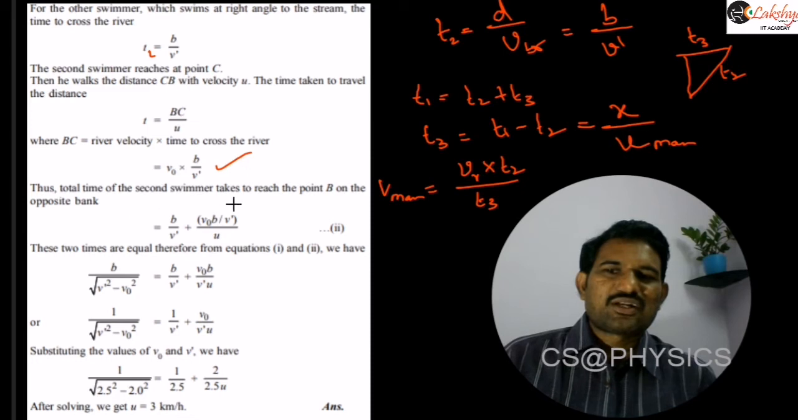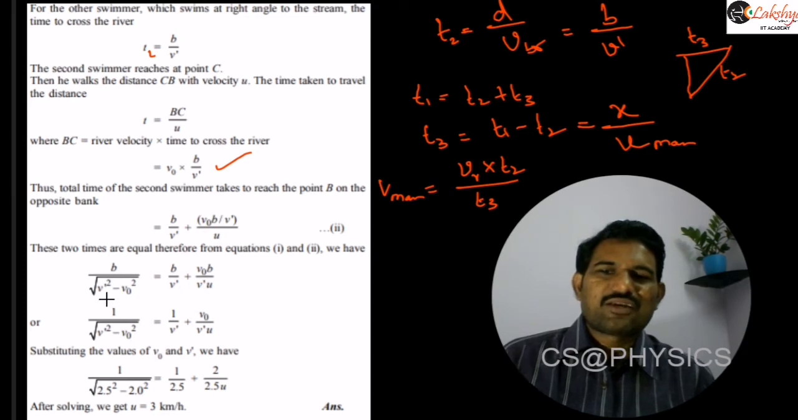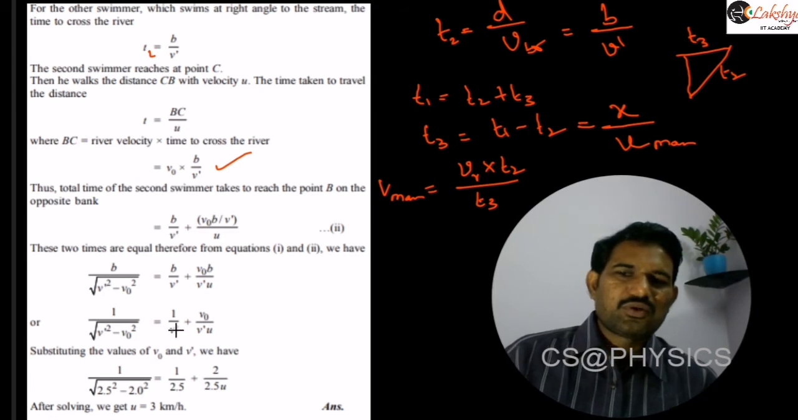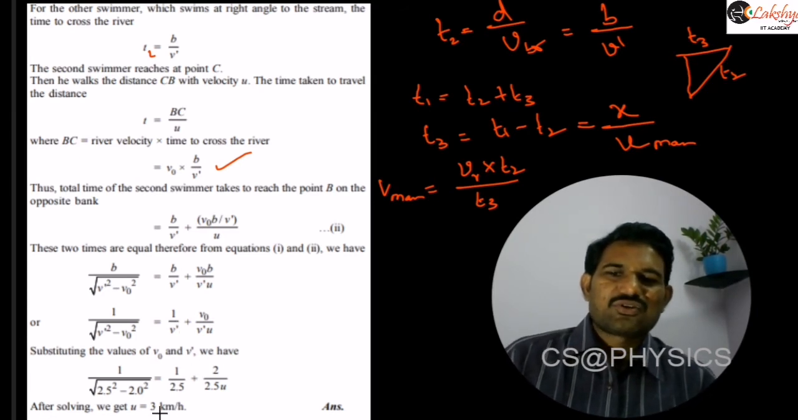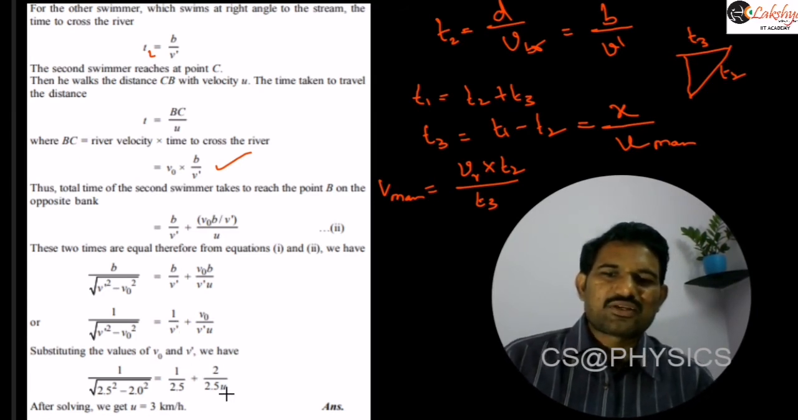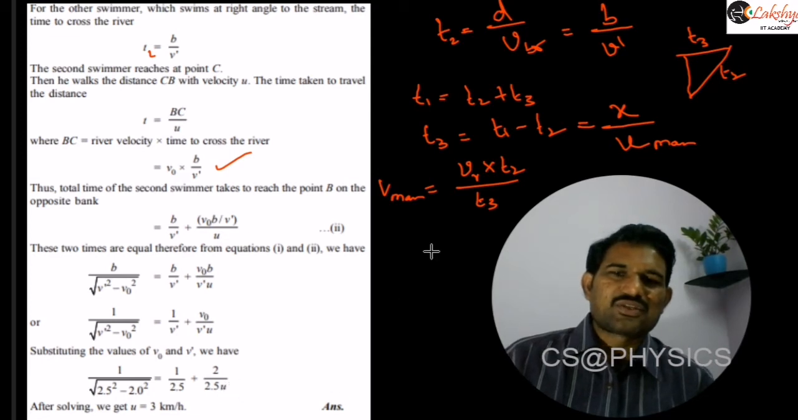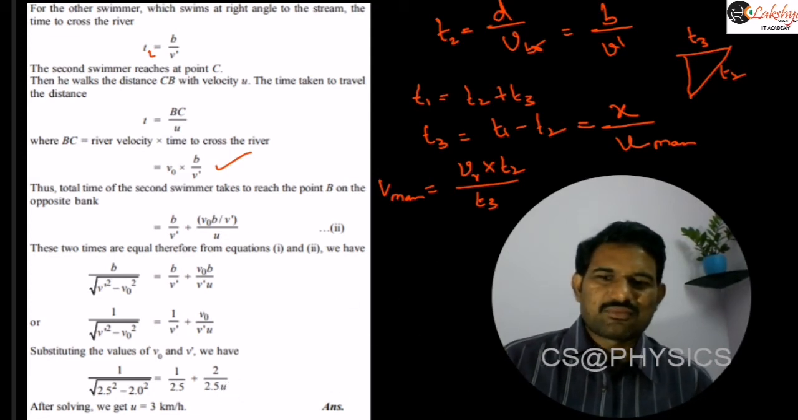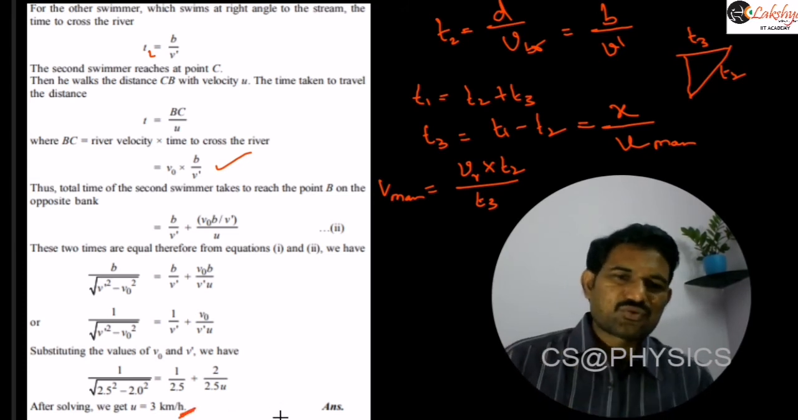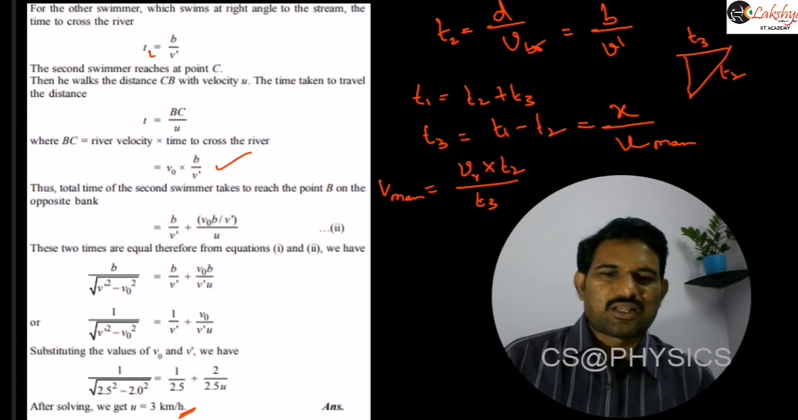Now this total time taken by the second swimmer is nothing but this one. This is the T2 plus T3. This value must be equal to the time taken by the first person here. So by equating them, you can calculate the velocity of this man here. The velocity of the man they are taking as u. That u value you can calculate here, right? Which is nothing but 3 kilometers per hour. That means on the bank he has to run with a speed of 3 kilometers per hour.